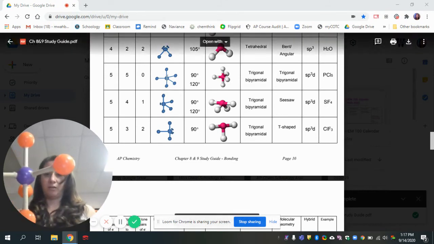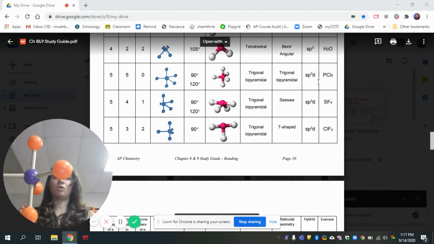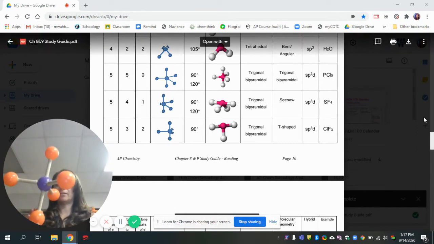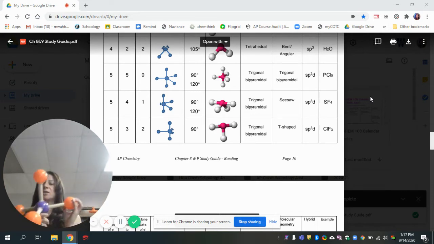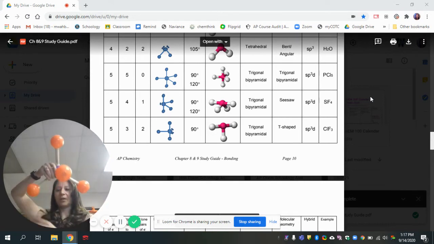So two sets of angles for this one. The hybrid, you do not need to know that for the AP exam. The shape that this makes is trigonal bipyramidal. So let's think about this. Trigonal, we said that means base 3. So if you look at this, there's my base 3.